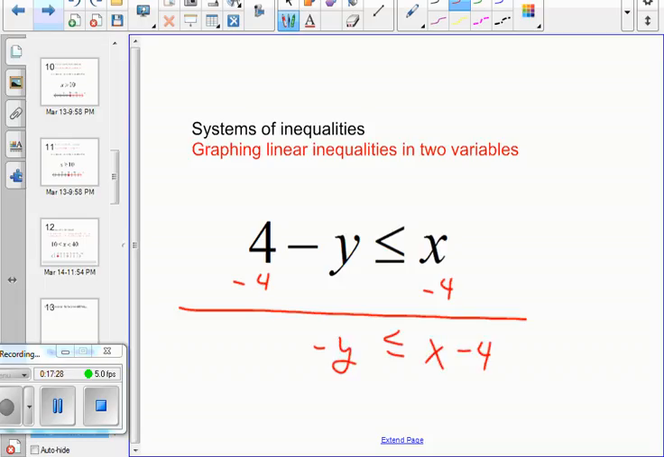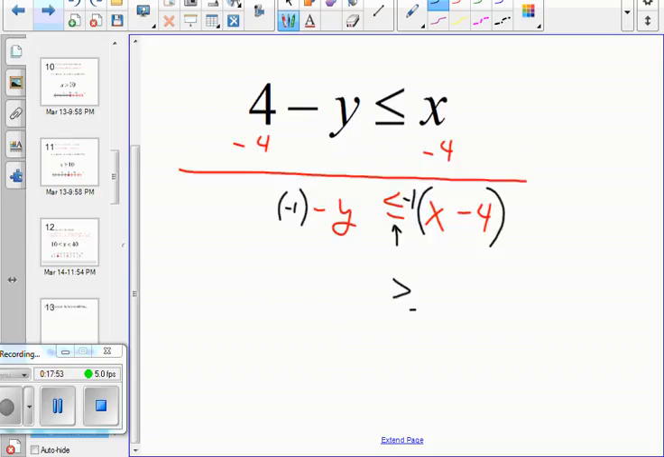Can I just leave this negative on the y? It'd be so much simpler if I could. No, can't. Got to get the negative off the y. So I'm multiplying or dividing by a negative 1. Exactly, thank you for remembering that. If I multiply by a negative 1 on both sides, then I have to flip the sign. This sign switches from a less than to a greater than.